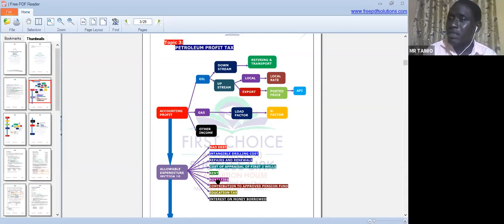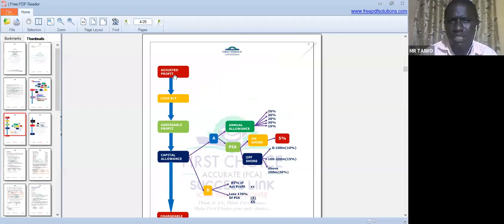Note, part of this allowable expenditure is what? Education tax. So we'll look at the way they compute the education tax later. After you remove the allowable expenditure from the accounting profit, then you have your adjusted profit.